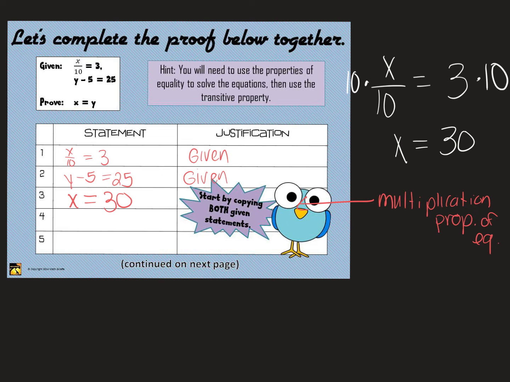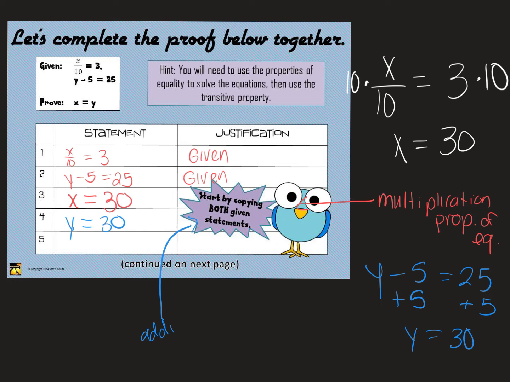Let's worry about what we have here in line 2. So we have y minus 5 equals 25. So to get y by itself, we will add a 5 here and add a 5 here. So we get y equals 30, right? So that will come here. And since we added the same thing to both sides, that one is our addition property of equality.